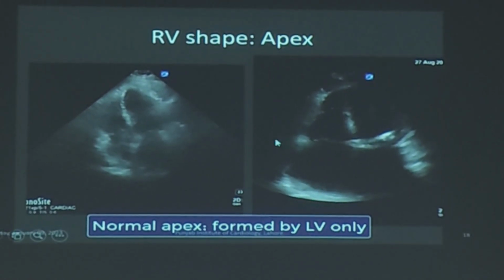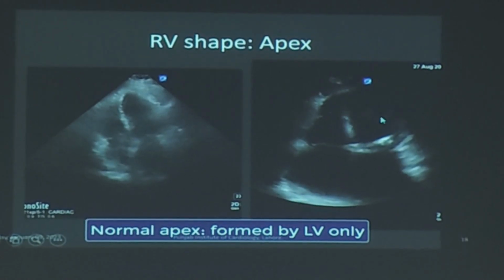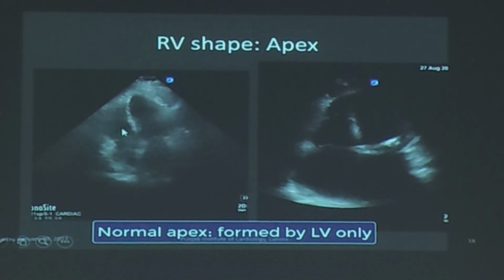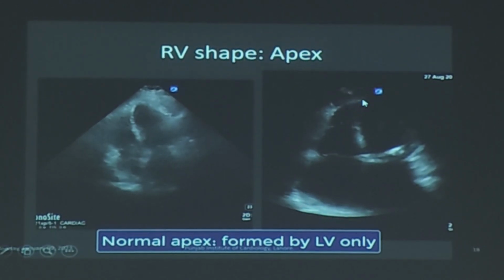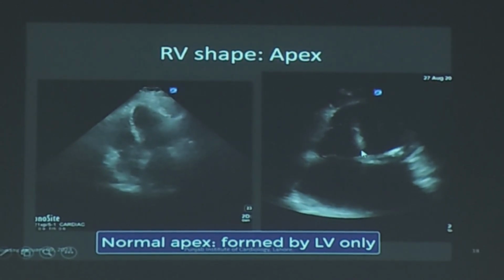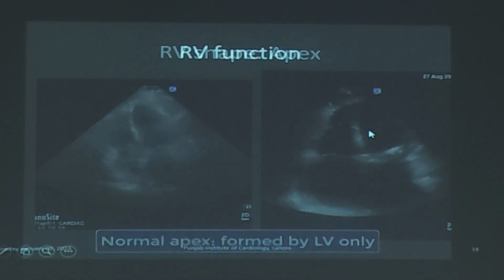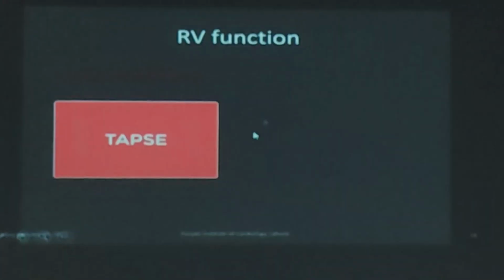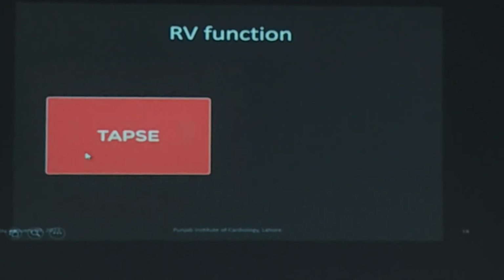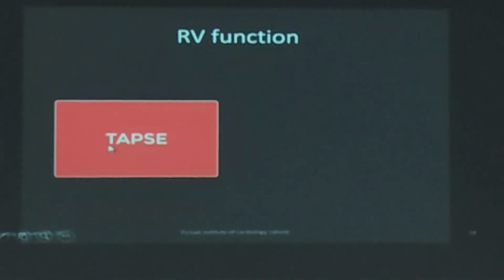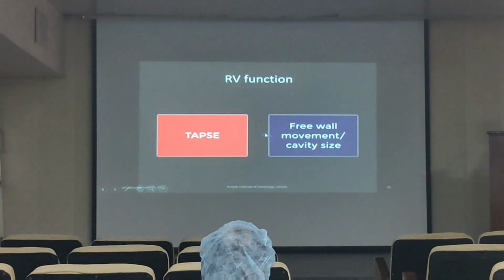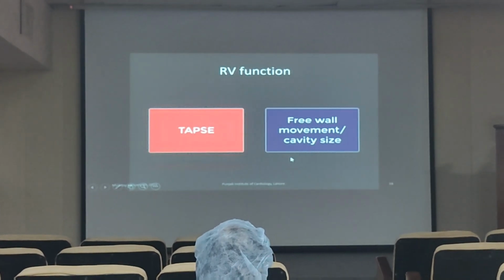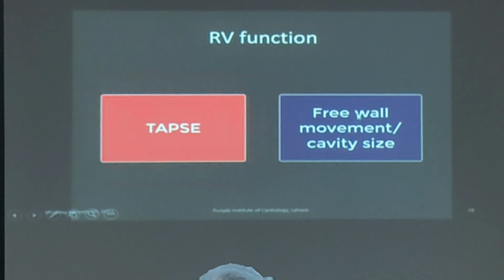So as I mentioned before, in this view, this is the normal one. This is the RV. This is the LV. And in this view, the RV is taking over the apex, which means it is a very enlarged RV. So for RV function, we use TAPSE, tricuspid annular plane systolic excursion, free wall motion abnormality, and of course the TDI mode.